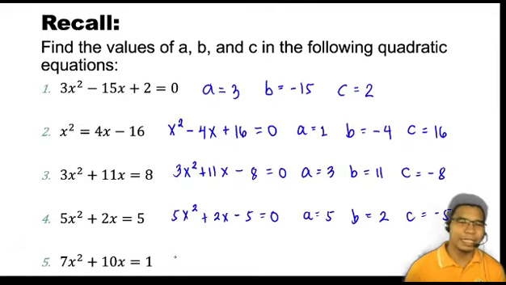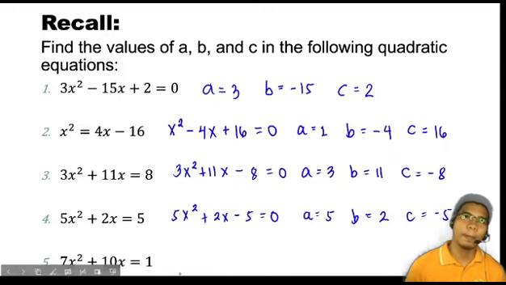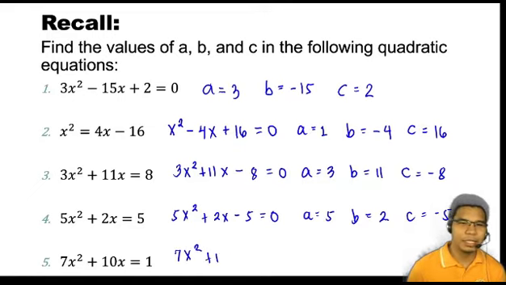Again, we write it in standard form. Anyone? In 5, 4, 3, 2, and 1. Okay, so the standard form of this quadratic equation is 7x squared plus 10x minus 1 equal to 0.